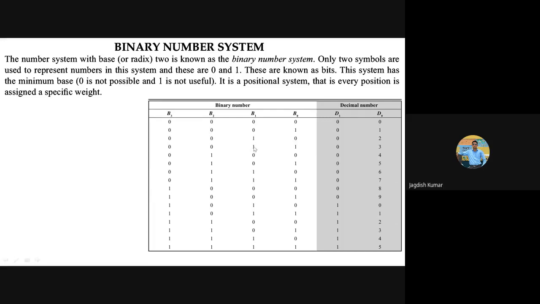And then this is 1. Next, the least significant digit is to be incremented, so we write 11, representing 3. Now again, this digit has reached its highest value, 1. Now we have to reset this, so this will be 0.